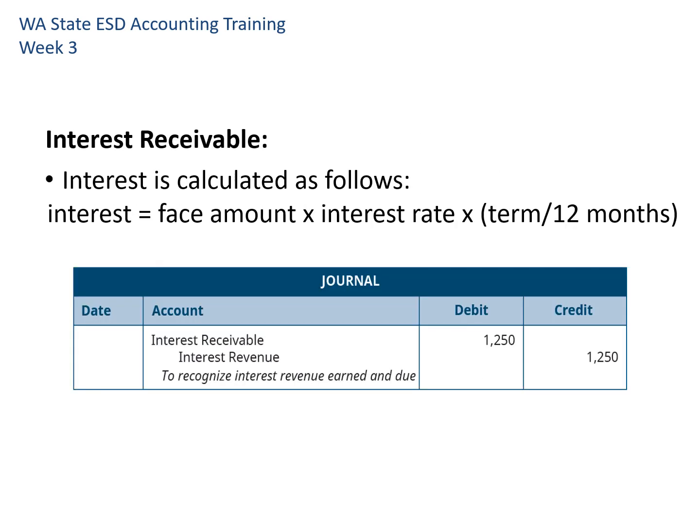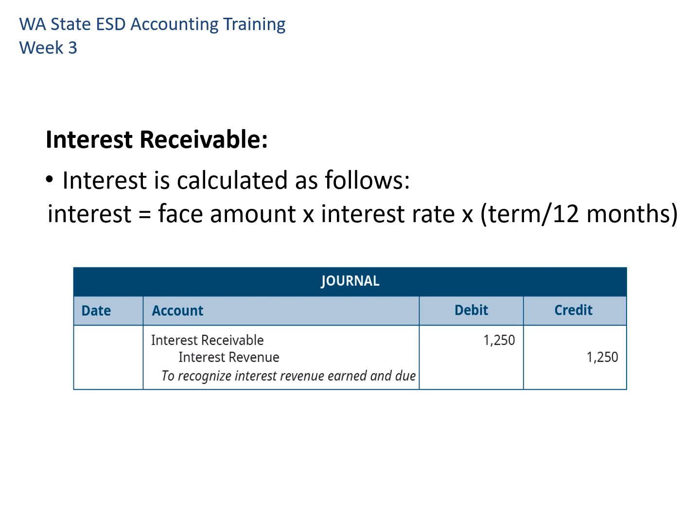Interest receivable, if I've loaned money to somebody, I'm going to earn interest as time goes by. So the formula is going to be the face amount of the amount that we've loaned somebody times the interest rate times the length of time divided by 12 months. So this becomes very important if we have a loan that spans over a year end.